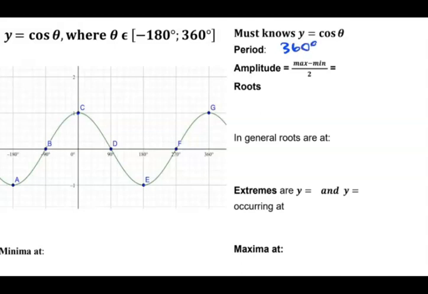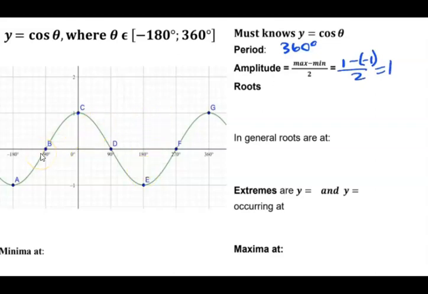We can also look at the amplitude, which is the maximum minus the minimum, divided by 2. We notice at C we have a maximum of 1, and we have a minimum here at E, which is -1. If we divide the difference by 2, we get a value of 1 back.